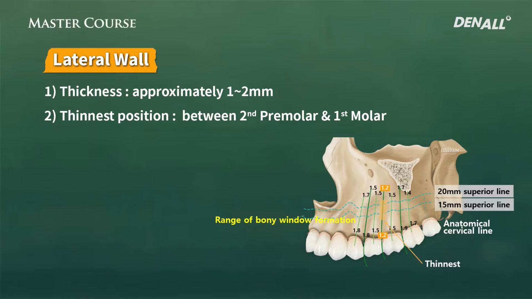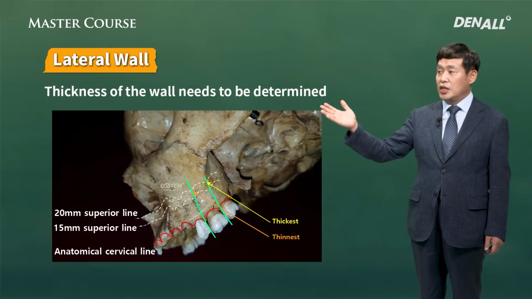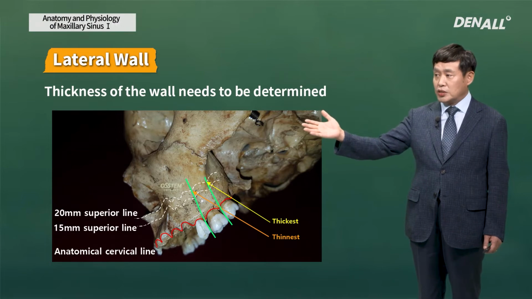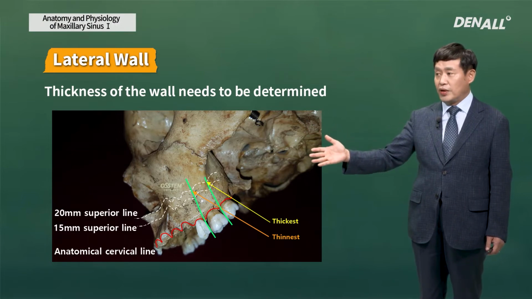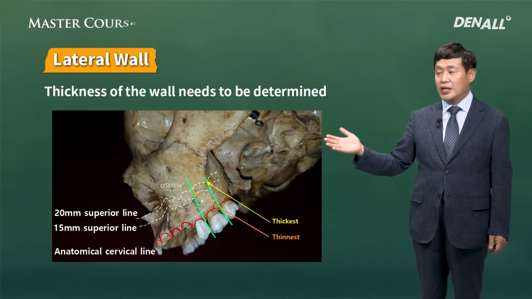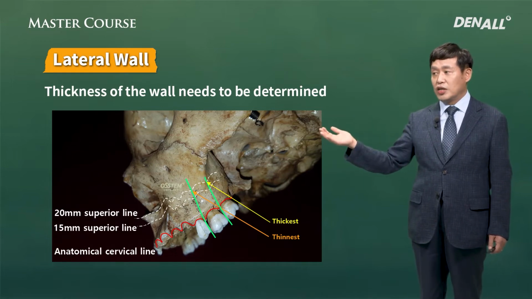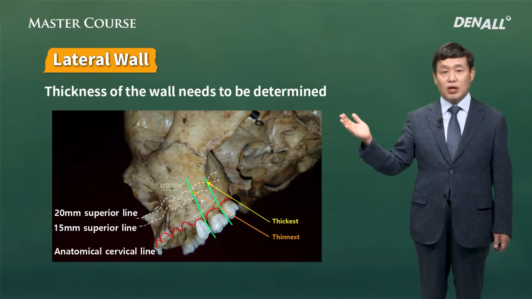In general, that is the thinnest portion, so usually it is where the window is made. And the thickest position is between the first and the second molars, and that part is where the zygomatic buttress is coming down. There's a zygoma process, and the zygomatic buttress is coming down from the process, and that part is between the first and the second molars. Usually, that's the area where the maxillary curvature is observed. So it's between the first and second molars.